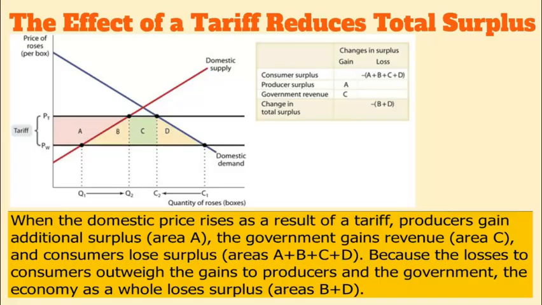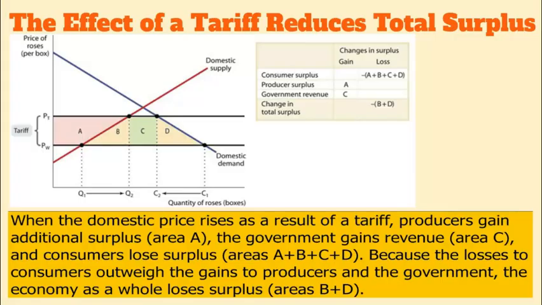So notice here that with the price of the world market at PW, our consumer surplus was all of this triangle, all the way up to the domestic demand, all the way down to PW. But with the tax imposed, we've got a couple things going on.